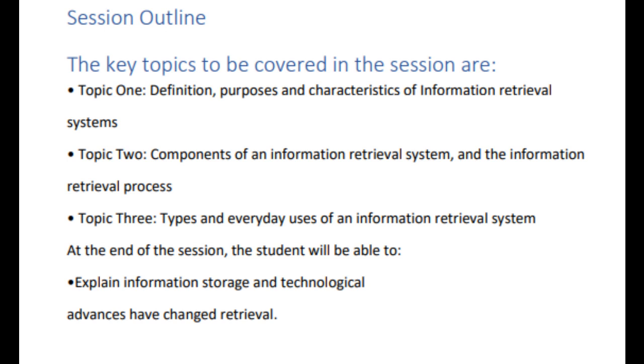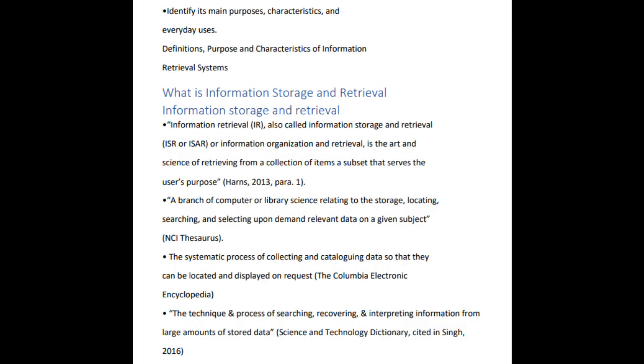Session Outline. The key topics to be covered in the session are: Topic 1, Definition, Purposes, and Characteristics of Information Retrieval Systems. Topic 2, Components of an Information Retrieval System, and the Information Retrieval Process. Topic 3, Types and Everyday Uses of an Information Retrieval System. At the end of the session, the student will be able to explain information storage and retrieval, and identify its main purposes, characteristics, and everyday uses.